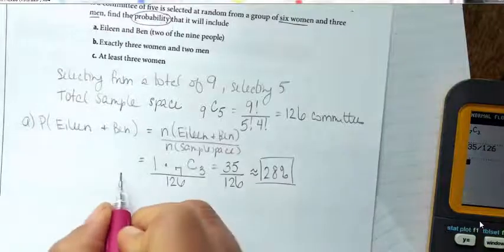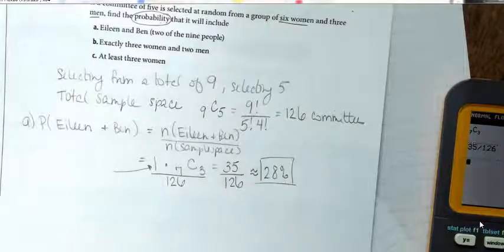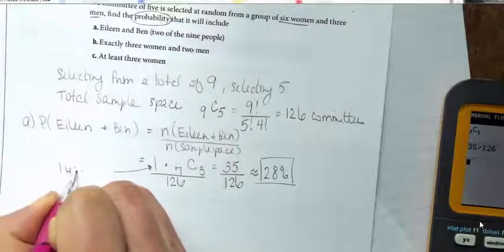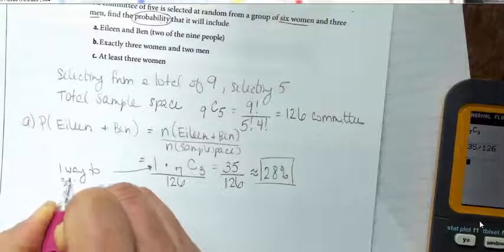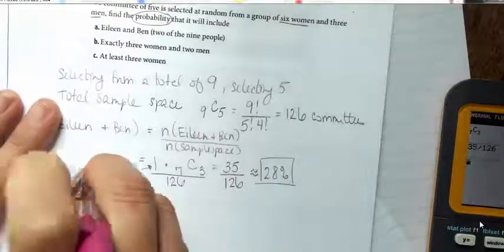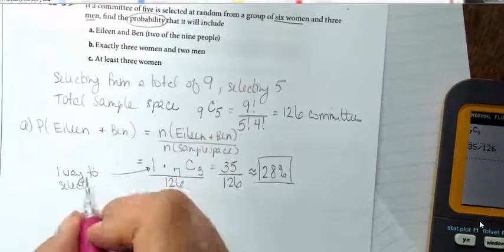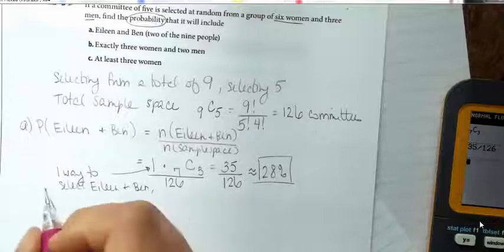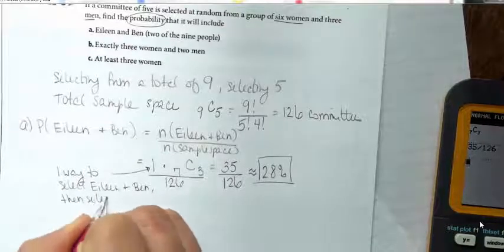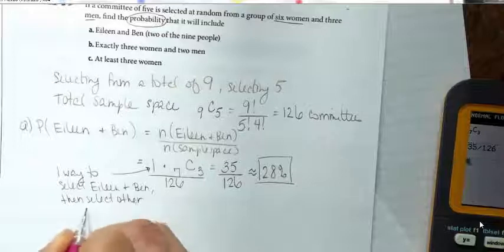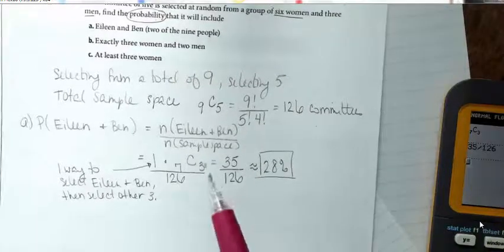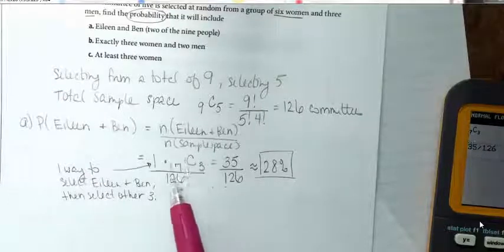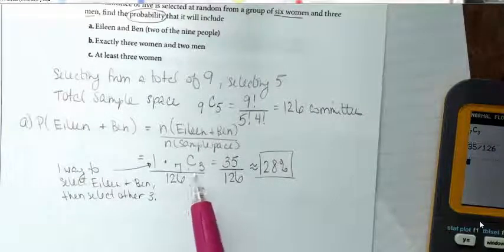Maybe I should write you guys a little note here. So here, we chose that 1 because there's just one way to select Eileen and Ben. Then you select the other 3. So this is one way to select Eileen and Ben. Then select other 3. Right, so I select Eileen and Ben, and I select the other 3 people. And the order there doesn't matter.